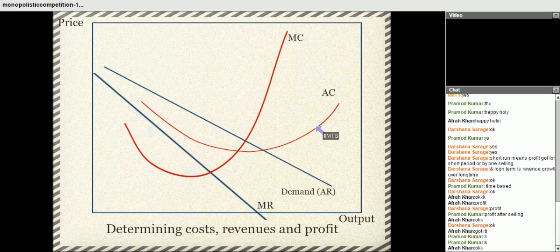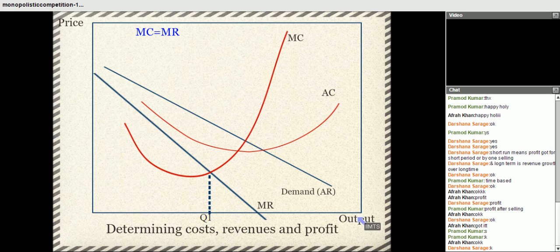This is what decides the nature of profit to the firm, whether it's going to have a loss or a supernormal profit or a normal profit or whatever. That will be decided by the position of this average cost. Now let's see. Q1 is the point of equilibrium, or since this is the line of output, this Q1 is the level of equilibrium output, OQ1.